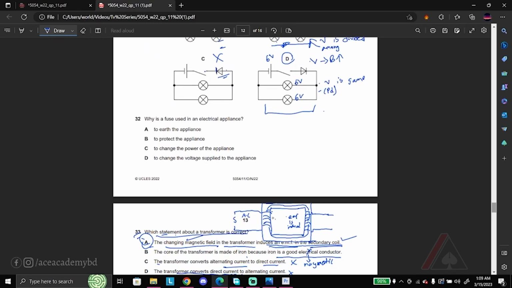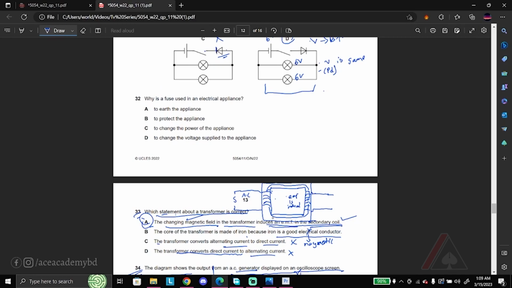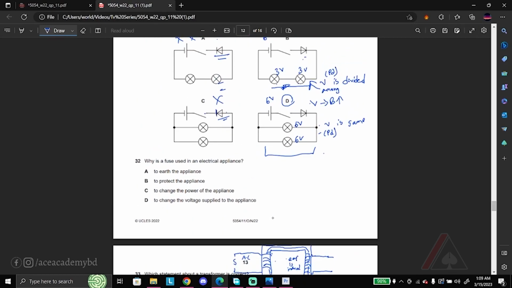All right, so let's move on to the next question, which is question 32. Why is a fuse used in an electrical appliance? So a fuse is normally used as a safety equipment, which protects from electric shocks.